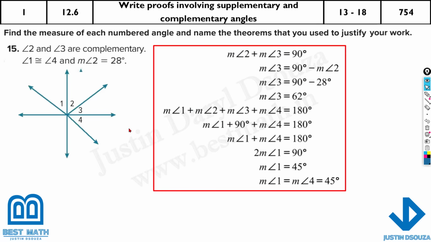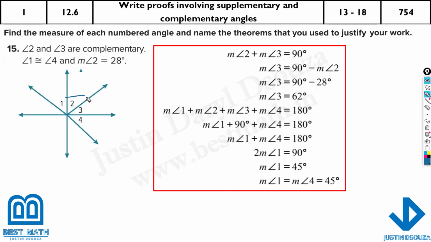Here we have one. We need to find the measure of all the angles over here. But they have told us 1 and 4 are equal and 2 is 28 degrees. And then 2 and 3 are complementary. Complementary means they're 90 degrees. So this is 90 degrees. We know 1 and 4 are equal.